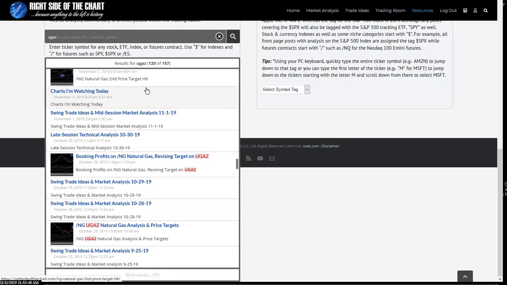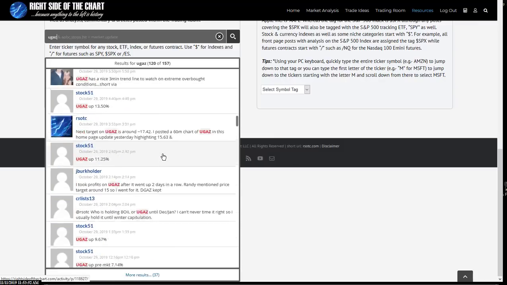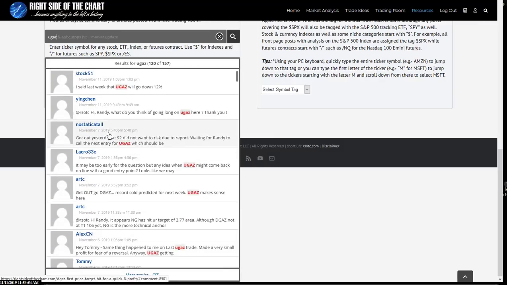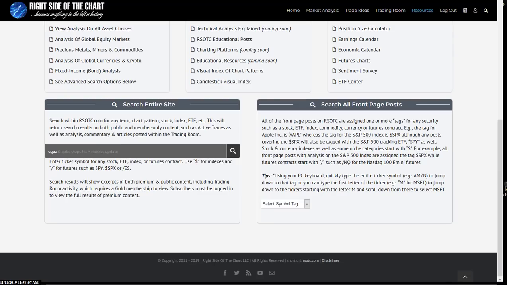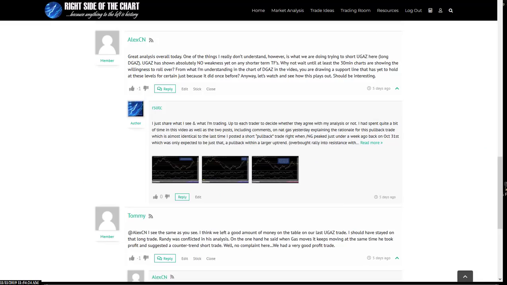So a little more extensive search feature here, but again, if you are a silver member, you're going to see a lot of the entries or mentions here, things of it in the trading room, and if you click on that, you're not going to be able to access that post. You'll just get a message that you need to upgrade to a gold level account to access that post. Okay, and finally we'll wrap it up.